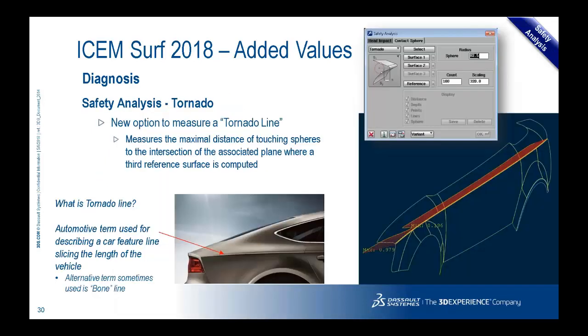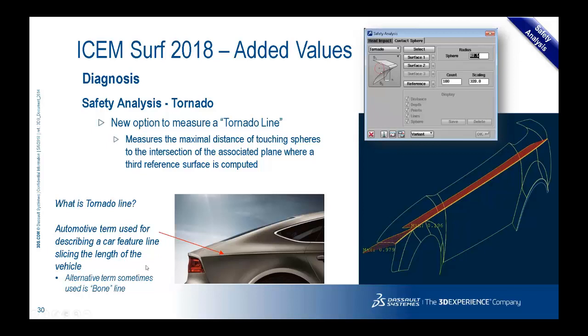Okay, so here's an important enhancement to safety analysis. I'm sure we've all noticed in modern cars that we're getting a lot of sharp feature lines on the sides of the vehicles, or bone lines, you might call them. It's kind of fashionable to add these styling features to the vehicles. So this has changed a little bit the way the safety regulations are defined. So let me go to the next slide and maybe explain it a little bit more.